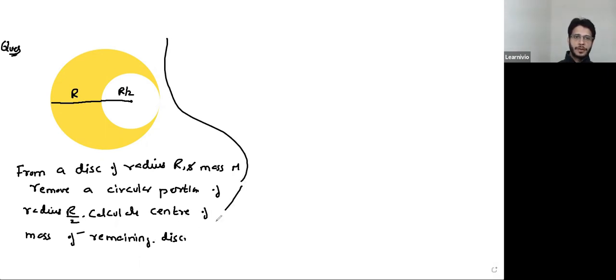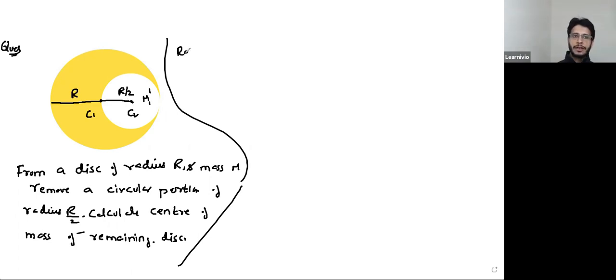Now see, instead of removing this disk, consider this as two systems. One system, a complete disk having center of mass as its center. Also consider the disk that you are removing is another disk of some mass m prime, because the mass of the complete disk is m. So the mass of this portion would be somewhat less. I'm taking this as m prime. So consider this system as two disks. A disk of mass m and radius r, and a disk of mass m prime and radius r by 2.